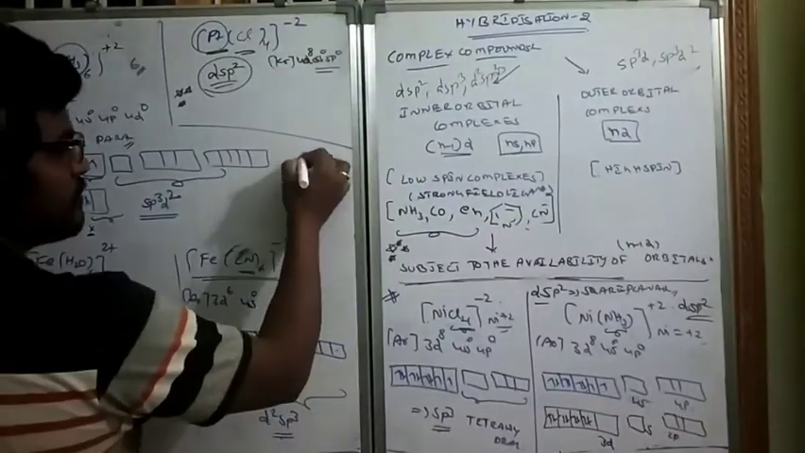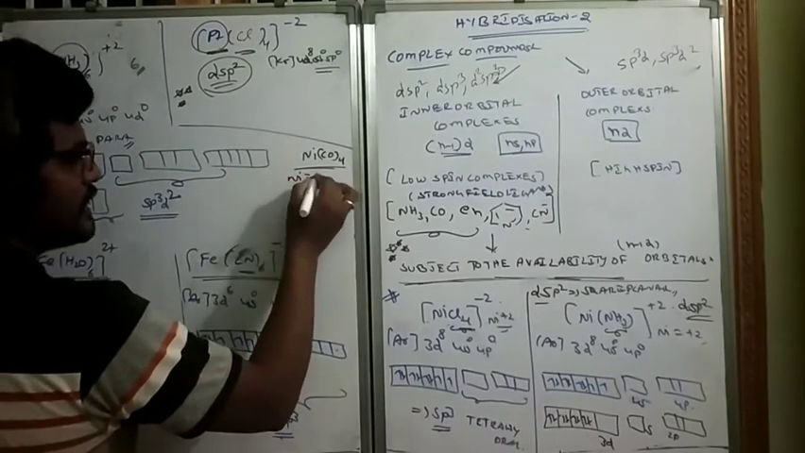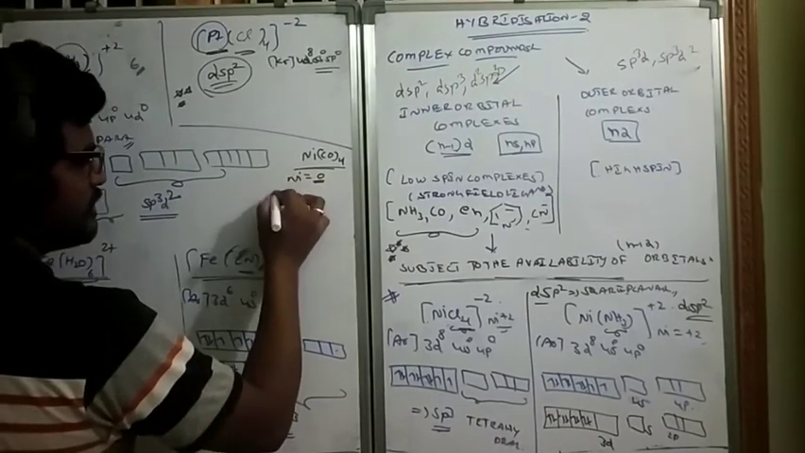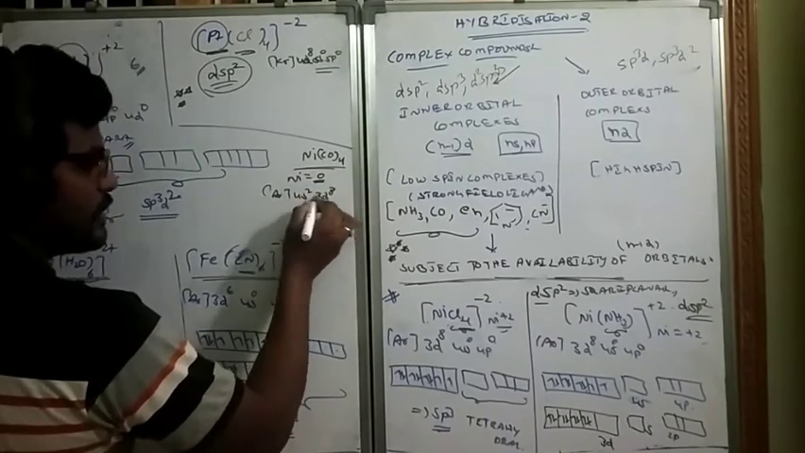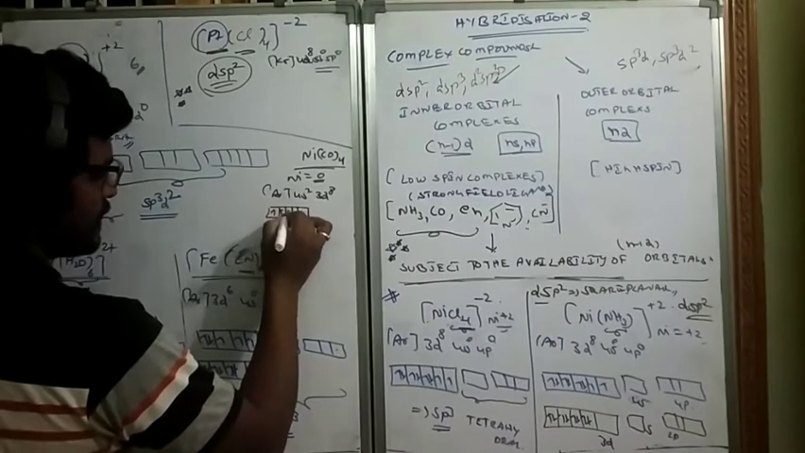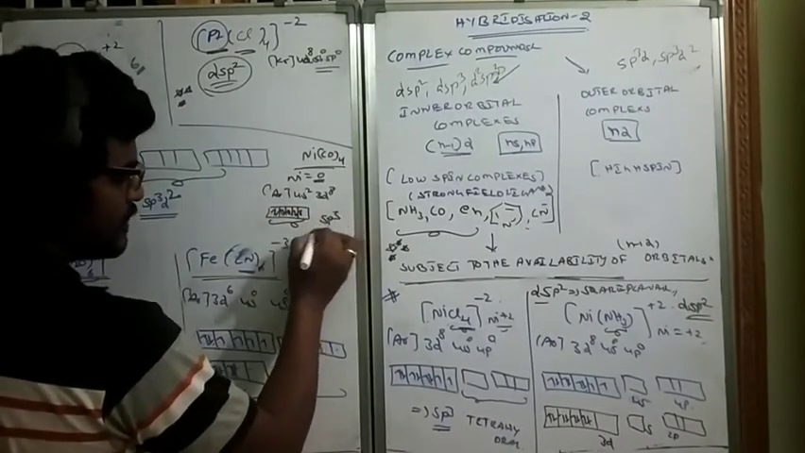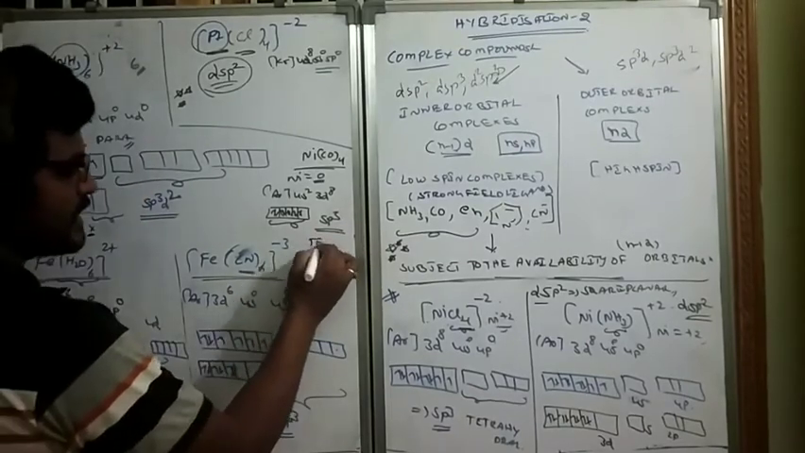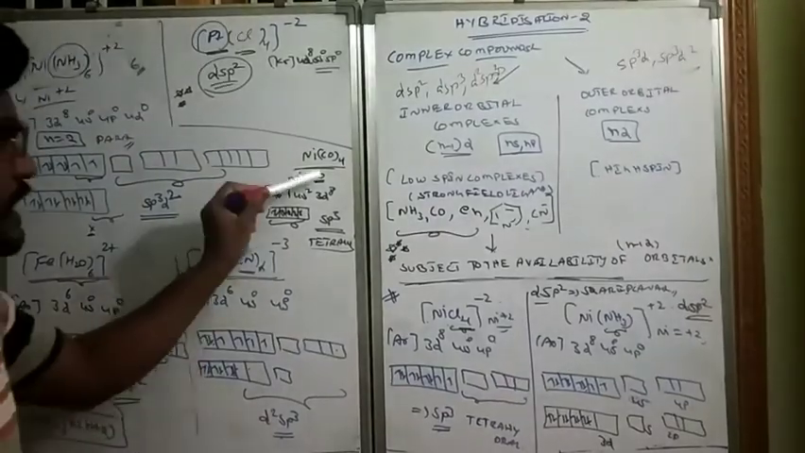Let us see, for example, Ni(CO)4. Nickel is in zero oxidation state, so it will be argon 4s2 3d8. Because of strong field, it will pair up completely in the d orbital. So no d orbital is available, so it is sp3 and a tetrahedral structure will come. So be careful with nickel tetracarbonyl.